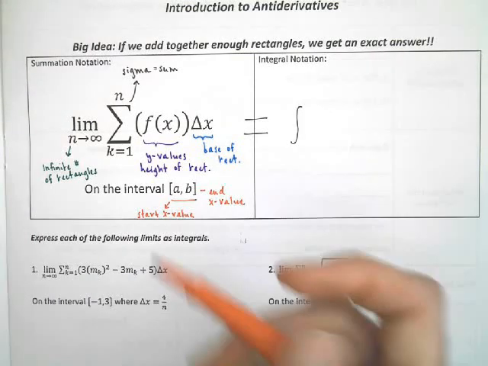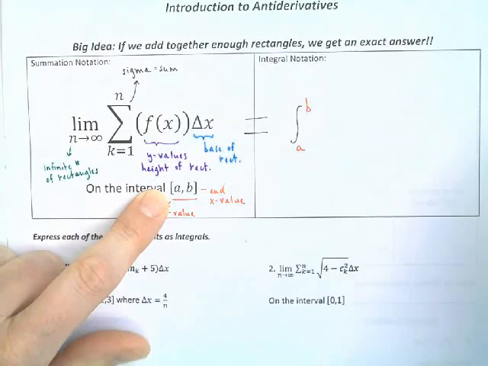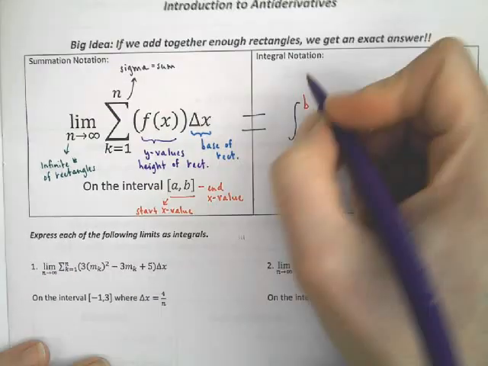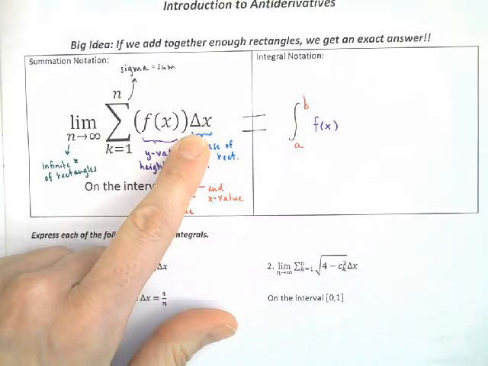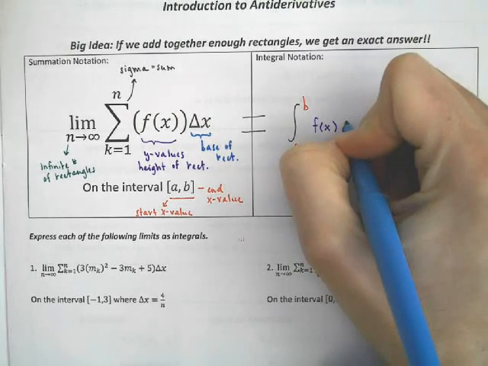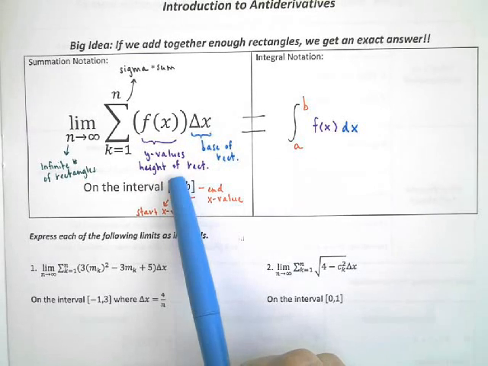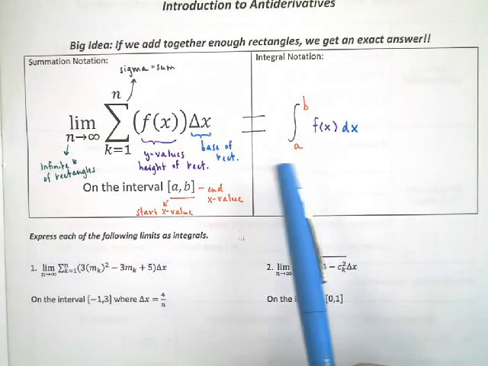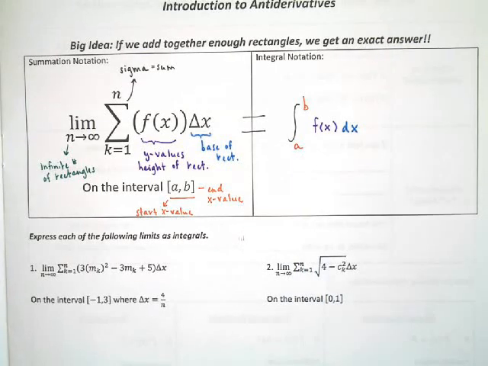Now, the bounds of that integral come from this interval here. So I'm going to take the integral from a to b. Now, my function here is going to stay the same. So f of x. And now what was delta x here becomes our dx in our integral notation. So these two things mean the same thing. Again, the idea being that if we were able to sum up an infinite number of rectangles, that would be giving us the integral from a to b of f of x dx, adding up all those rectangles to get the area between the curve and the x-axis.